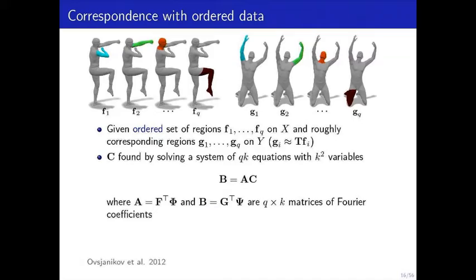Okay, and allow me to denote by A and B the projections of these matrices on the corresponding eigenbasis. So basically these are the Fourier coefficients, and we have a linear set of equations that allow us to recover the frequency representation of the correspondence. Okay, now to a more interesting setting.